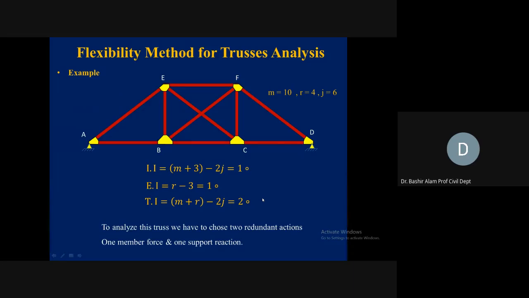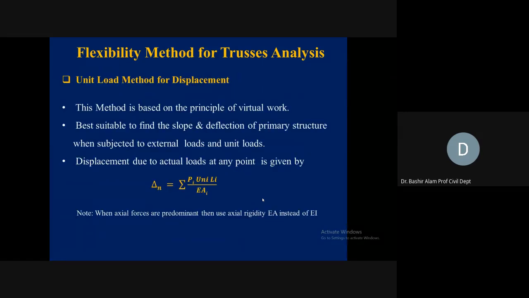And the definition of the truss is that the truss members should be arranged in a triangular fashion. Now, the unit load method for displacement, the revision of that one, has exactly the same configuration as that of the moment equation. Let's go one by one. This method is based on the principle of virtual work. So the basis for this unit load method is the principle of virtual work.